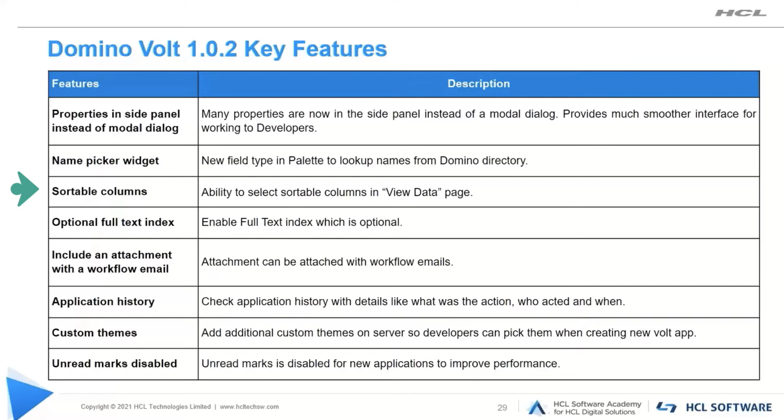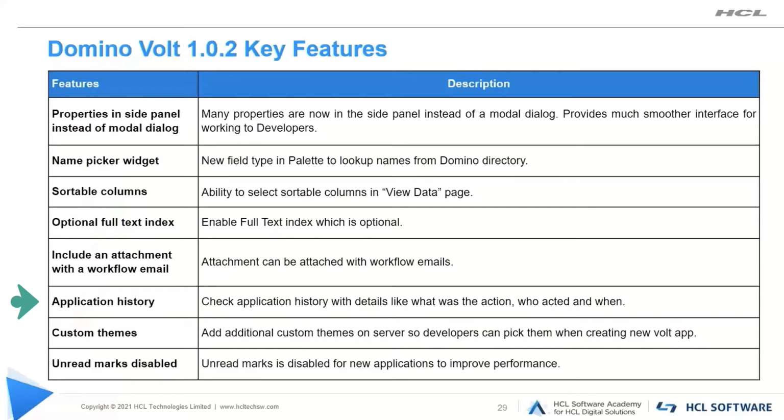Sortable columns. You have the ability to select which columns on the view data page can be sortable. Optional full text index. You have the ability to choose whether to enable a full text index for an app or not. If the full text index is enabled, a new contains search operator is added in the search dialog for end users. Include an attachment with a workflow email. You can include the attachment in an email message which is generated by a stage change.